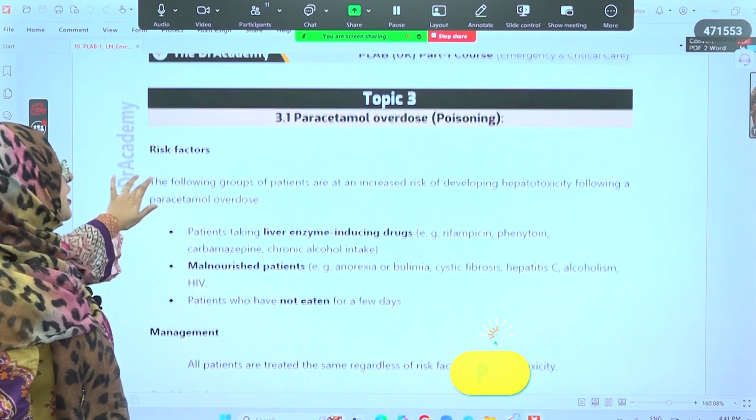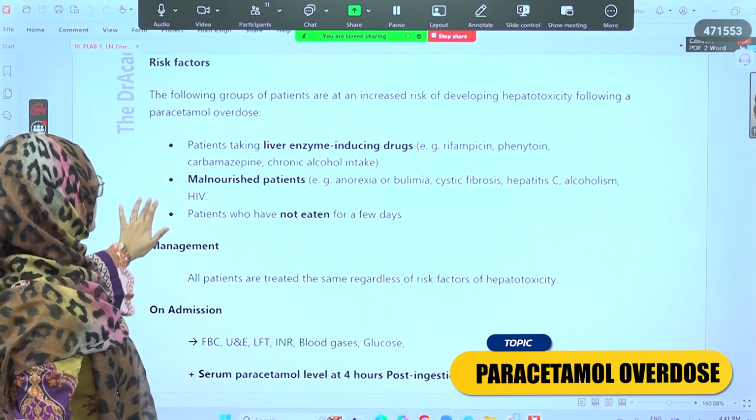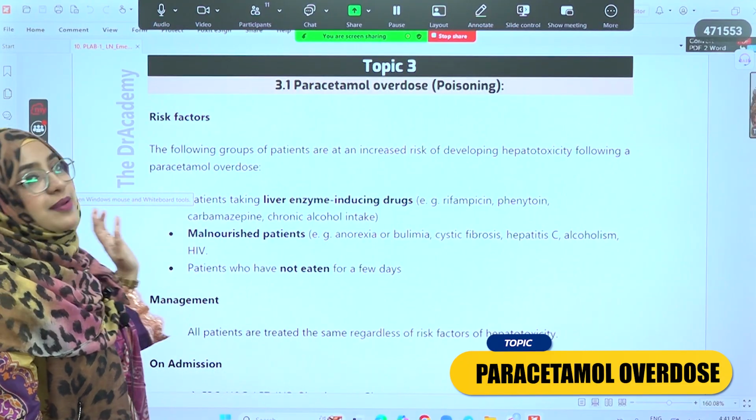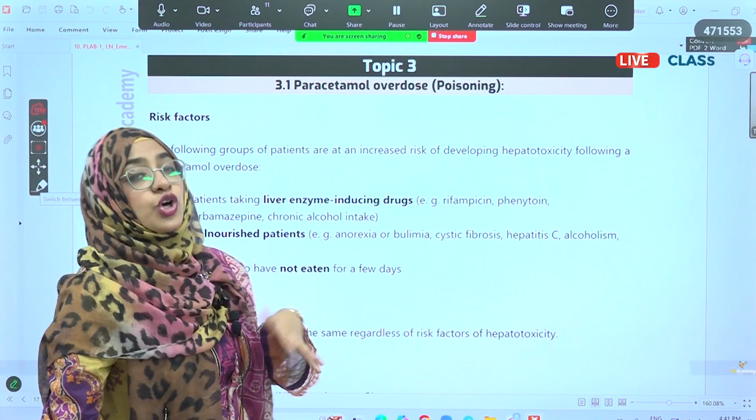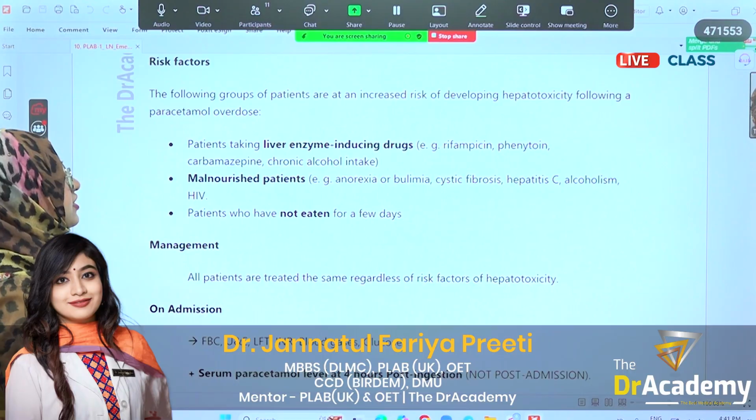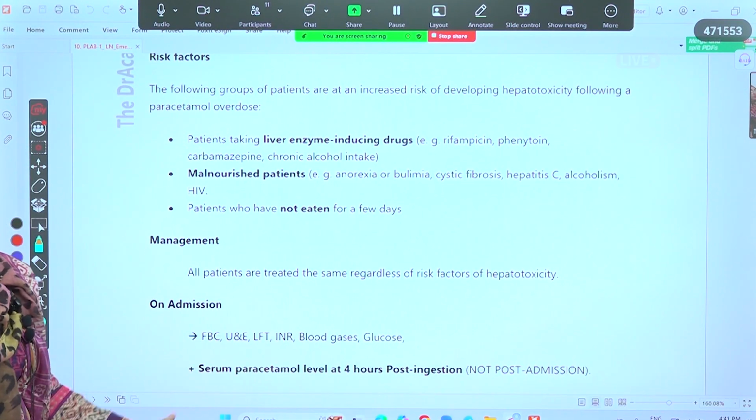Then the next topic is paracetamol overdose, that means paracetamol poisoning. We have done this paracetamol poisoning in other chapters too, but in the emergency chapter we will discuss this more briefly. Okay? Risk factors. The patients who have some risk factors for paracetamol poisoning.